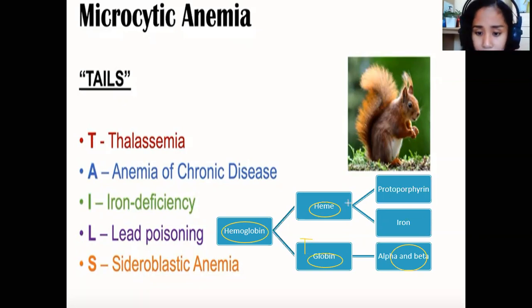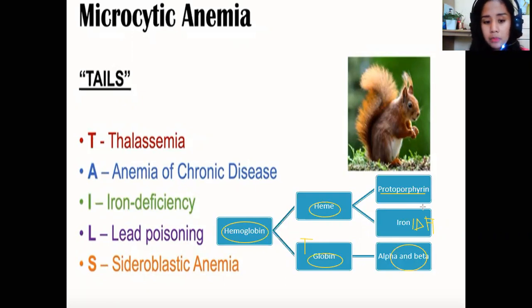And class, in your heme, we have protoporphyrin 9 and iron. If there's something wrong with iron, therefore it's iron deficiency anemia, IDA. Class, when protoporphyrin 9 is wrong, we have sideroblastic anemia. When there's something wrong with protoporphyrin 9, it will result in sideroblastic anemia.